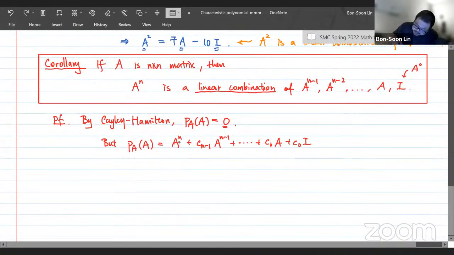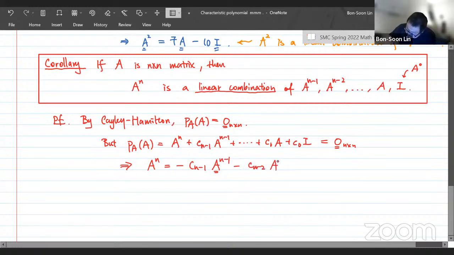Okay, so by Cayley-Hamilton, PA of A is equal to 0, but PA of A equals this thing, which is equal to 0, a 0 n by n matrix, right? Then I can solve for A to the n, right? So this implies A to the n is just equal to negative Cn minus 1, A to the n minus 1, minus Cn minus 2, let's say there's a Cn minus 2 term, A to the n minus 2 power, minus and so on, minus C1A minus C0I, right?